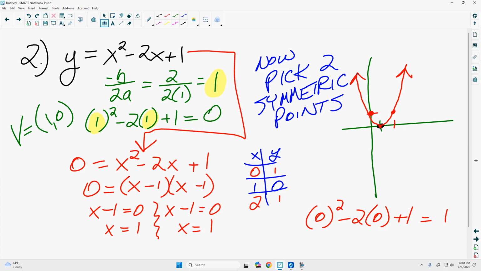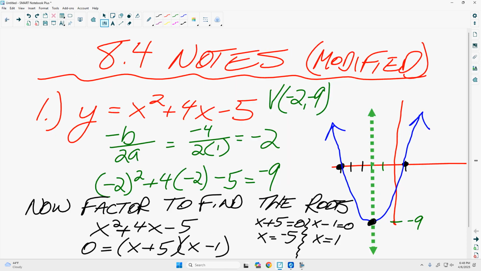Okay, the reason that this one is special is because there was only one root. On problem number 1, there were 2 roots, and it was nice and factorable, and everybody loved that. That graph just looks awesome. Okay. Now let's look at this one.